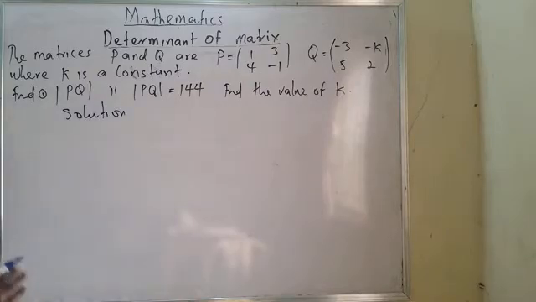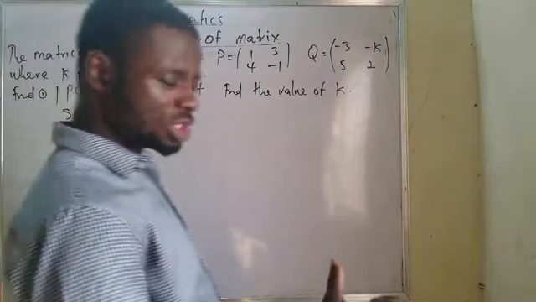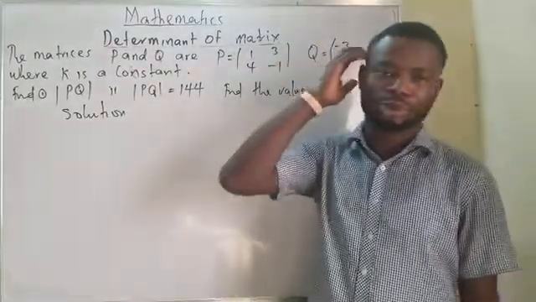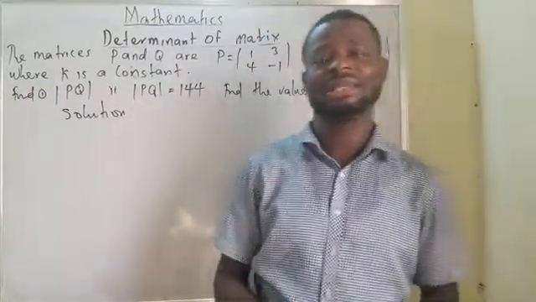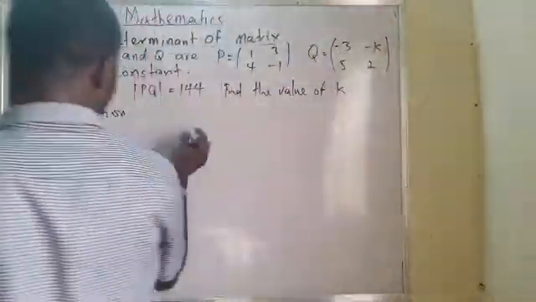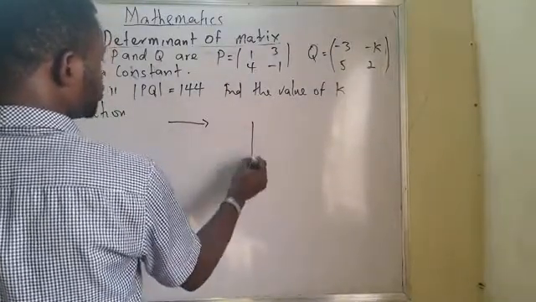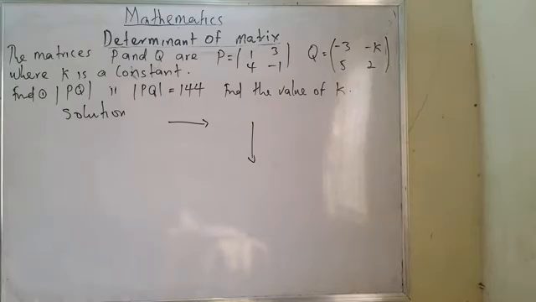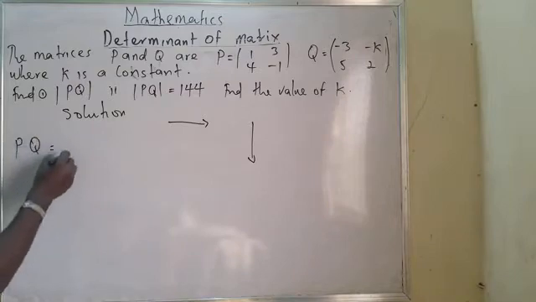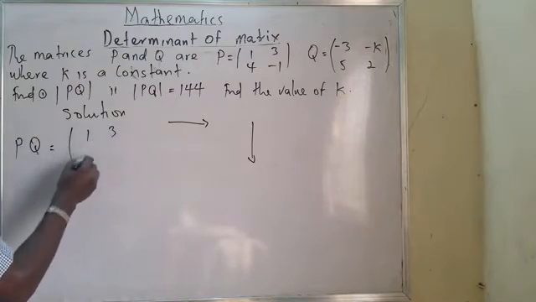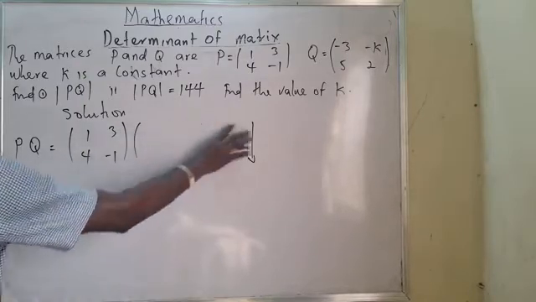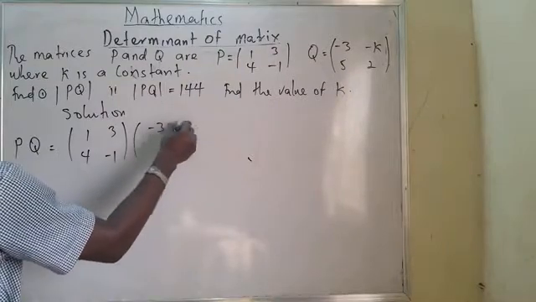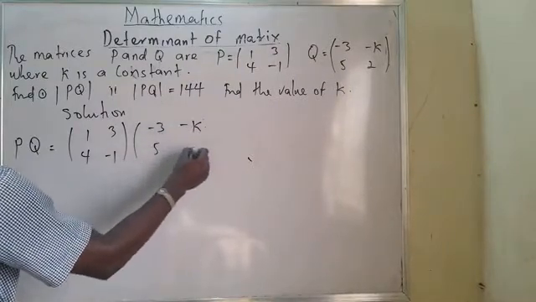Solution. The first thing I need to understand, and you must watch the previous video on product of matrices, how to multiply. I've told you the pattern of multiplying matrices there, so make sure you watch that video. It's well expanded. Now, what we need to know is that I will have PQ first, which means I'm talking about 1, 3, 4, minus 1, times minus 3, minus k, 5, and 2.